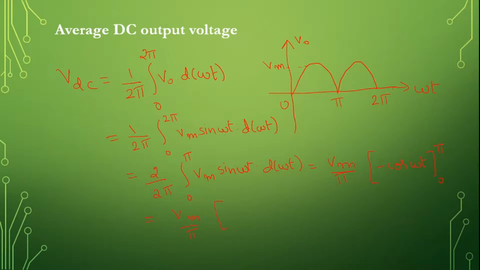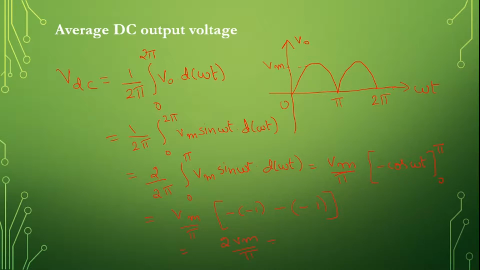Cos pi is minus 1, and minus of minus 1 is plus 1. Then minus cos 0: minus of minus is plus, and cos 0 is 1. So this becomes 2 Vm by pi.